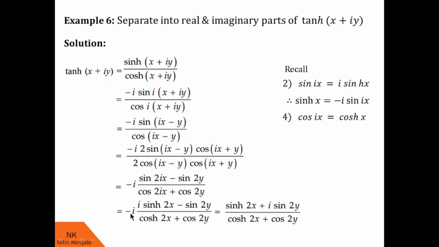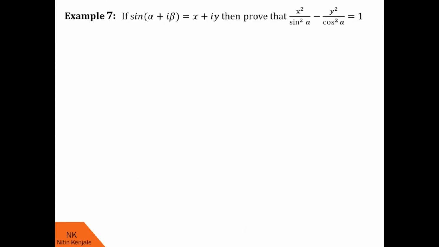Now when I multiply this minus i inside, we get minus i square, which is 1, minus into minus plus i sin 2y upon this denominator as it is. So here clearly sin h 2x upon cos h 2x plus cos 2y is the real part of tan h of x plus iy, and sin 2y upon cos h 2x plus cos 2y is the imaginary part of tan h of x plus iy. I hope you understood how we have separated tan h of x plus iy into its real and imaginary parts. Now let us go ahead to example number 7.